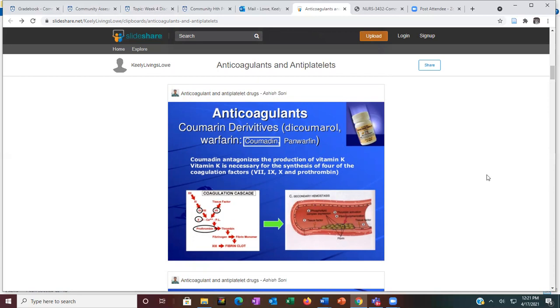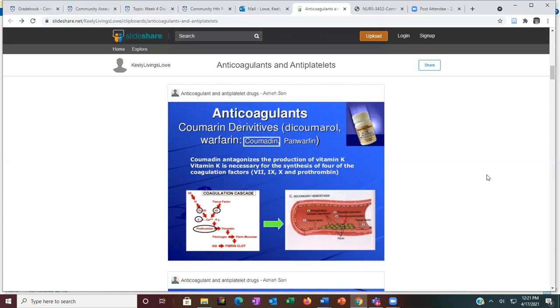Again, anticoagulants all affect some part of the clotting cascade. They all affect different parts of the clotting cascade. They all have benefits and risks, or things that are problematic about them. So we'll talk about that.